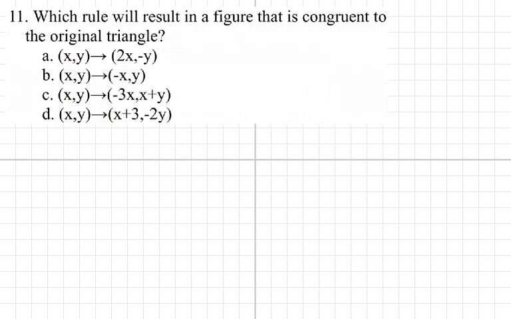Alright, so very similar to that last one, which rule will result in a figure that is congruent to the original? So anything that's being multiplied, we're going to go ahead and take out. That's wrong. That's wrong. Oh, and D is also wrong. So the only one that doesn't have any multiplication going on is B. So that has to be the rule.